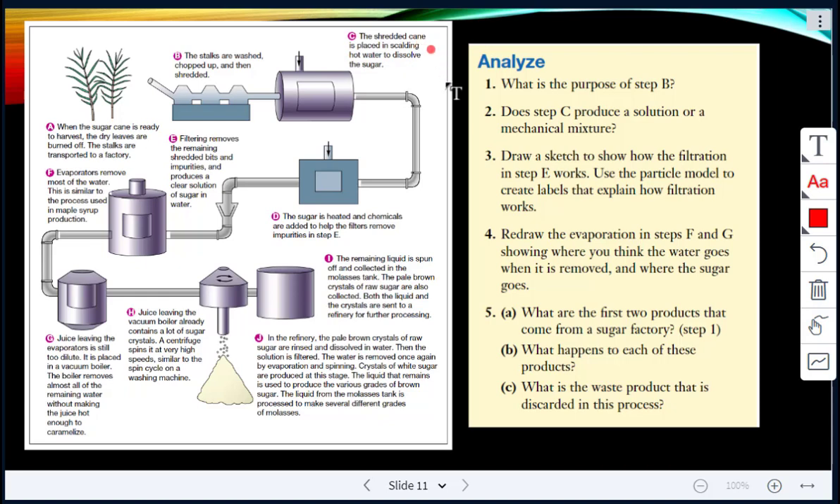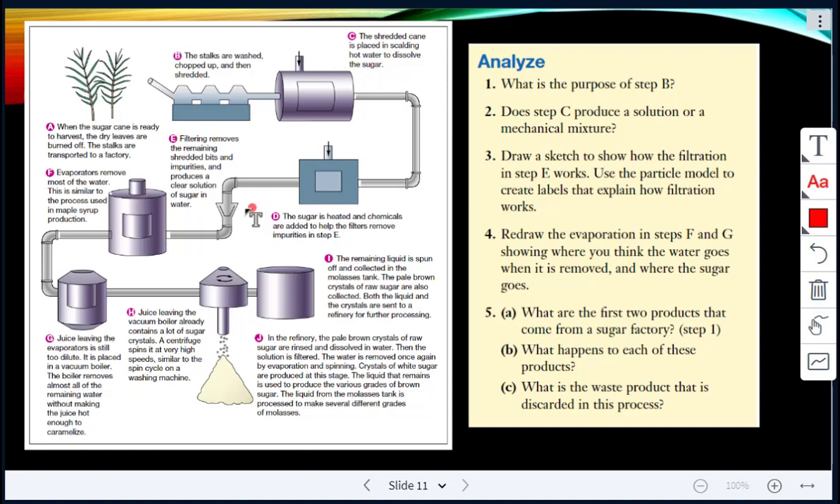All right. Question 3, to draw a sketch, you can just draw a simple diagram showing a filtering device. Something like here where you'd have a filter, you'd have filter paper or some sort of filtering device. But what your diagram would show is that the filter is going to hold back the shredded cane, but it's going to allow the smaller sugar particles and the water to pass through.